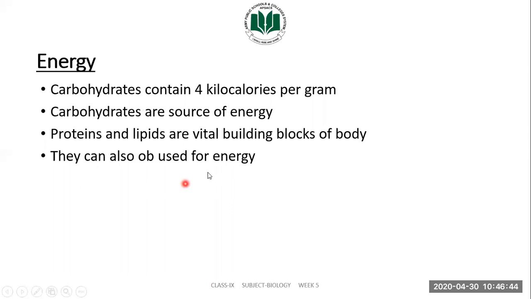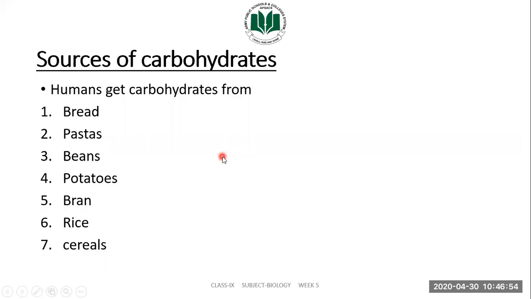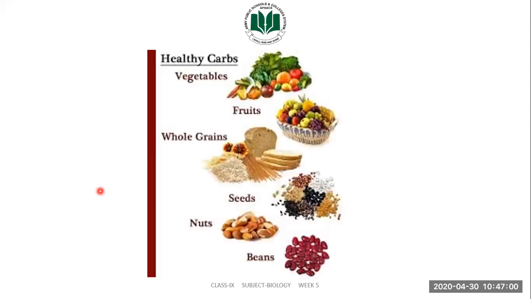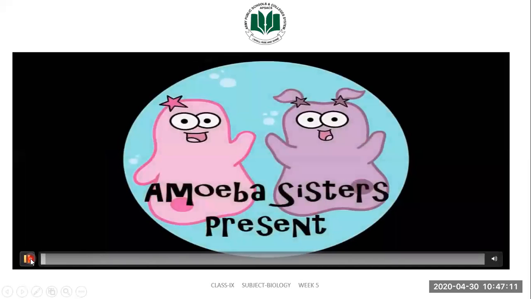Energy. Carbohydrates contain 4 kilocalories per gram. Carbohydrates are the source of energy. As we know, proteins and lipids are very vital building blocks of our body. Sometimes they can also be used as energy. Sources of carbohydrates, as we already discussed, are bread, pastas, beans, potatoes, bran, rice, and cereals. We get carbohydrates from vegetables, fruits, whole grains, bread, seeds, nuts, and different beans. So have a look at this video to get your concepts clear.